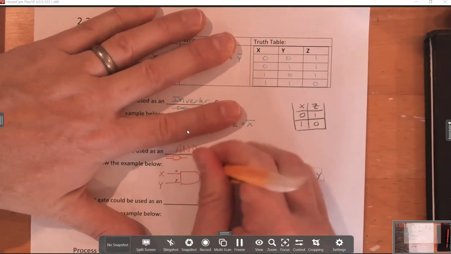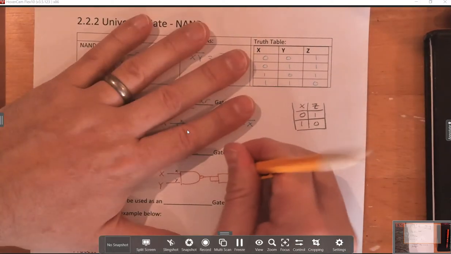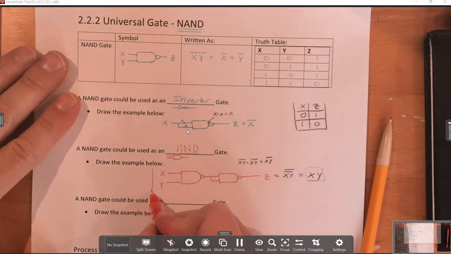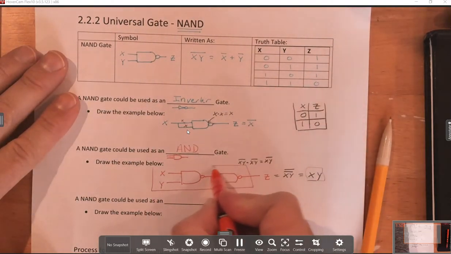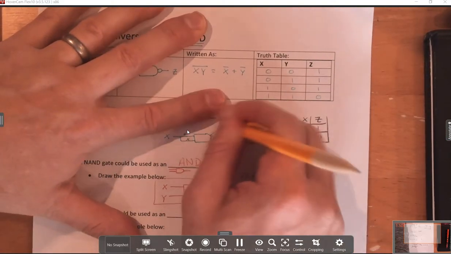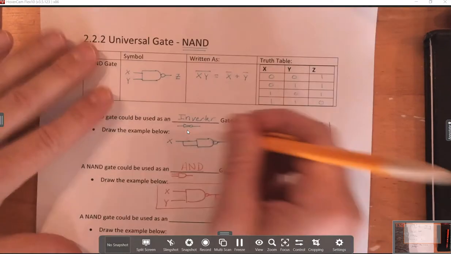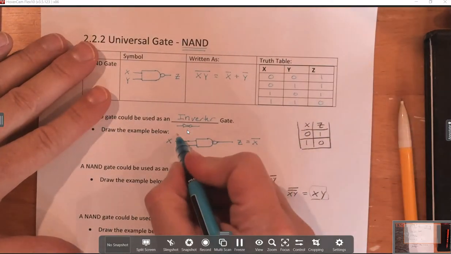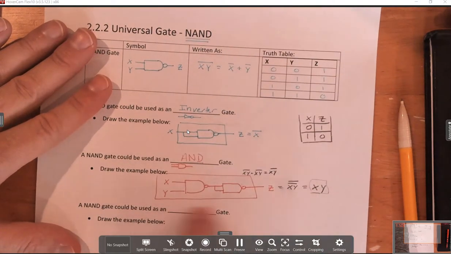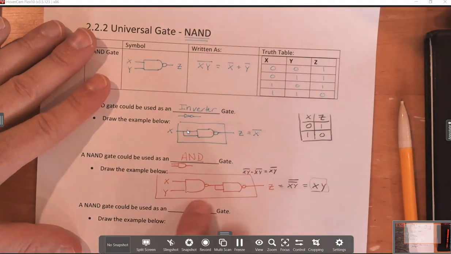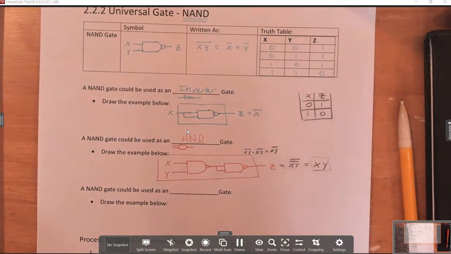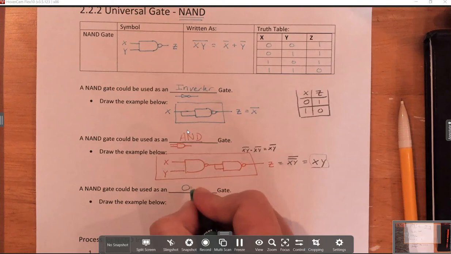Now the pencil markings, I don't want them to distract you, so I'm going to erase that. I'm going to do the same thing up here on the inverter. That was really just to prove and help you understand the why. But that's an inverter, and this is an AND gate, or AND logic, created by NANDs. The last one is the OR.